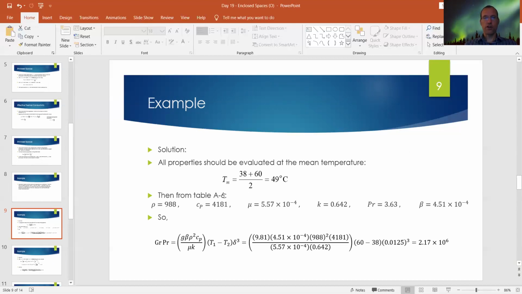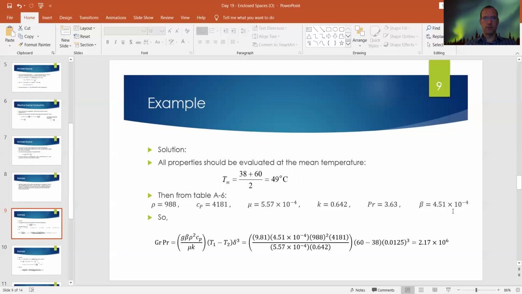So table A6 for water at a temperature of 49 degrees Celsius gives me a density of 988 kilograms per cubic meter, a heat capacity of 4,181 joules per kilogram degree Celsius, viscosity 5.57 times 10 to the negative fourth, that'll be Newton second per meter squared, k value 0.642 watts per meter degree Celsius, Prandtl number 3.63, and a thermal coefficient of expansion 4.51 times 10 to the negative 4.